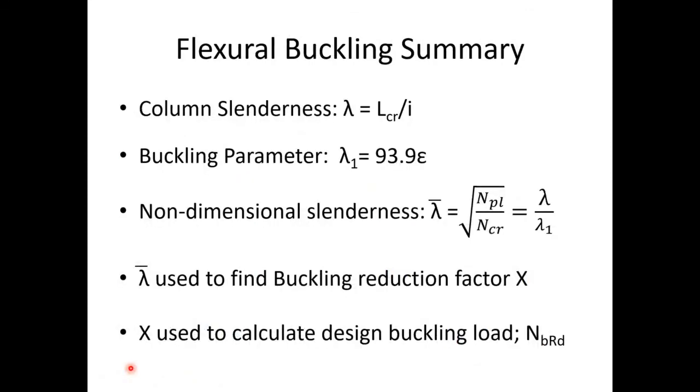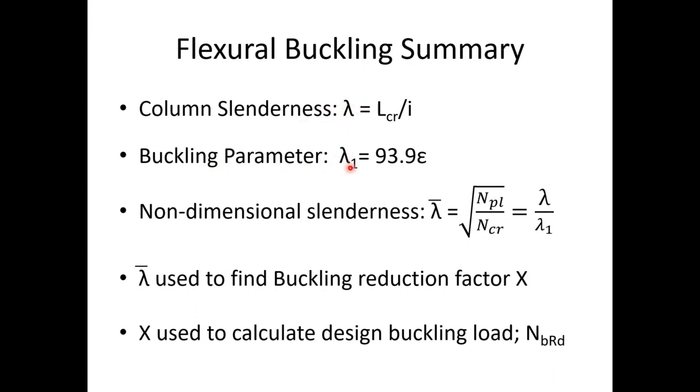Okay, so as a summary, what do we need to do to be able to design this? We need to work out the column slenderness, which is going to be the critical buckling length divided by the radius of gyration. That'll give us the slenderness of the compression member.